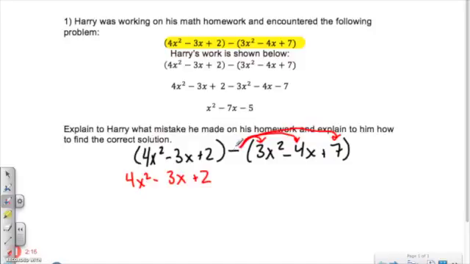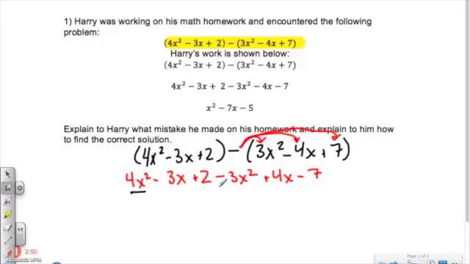Now, I've got this negative that's going to go into the 3x squared, so now that's going to be, instead of a positive 3x squared, it's going to be negative 3x squared. And then a negative times this negative 4x makes that a positive 4x. And then this negative times the positive 7 gives us negative 7. All right, now my next job is to find and combine my like terms, because now I've basically turned this into an addition problem with a bunch of like terms.